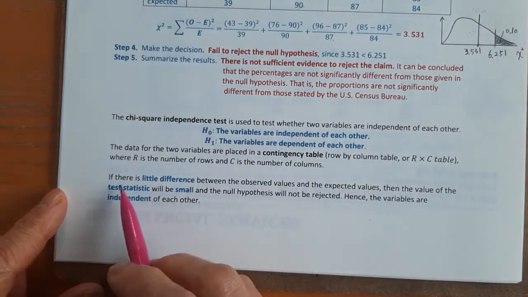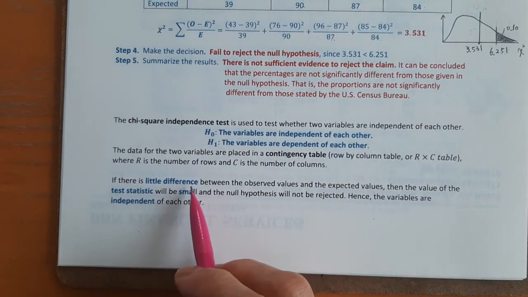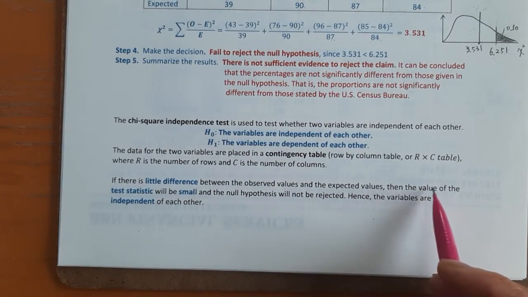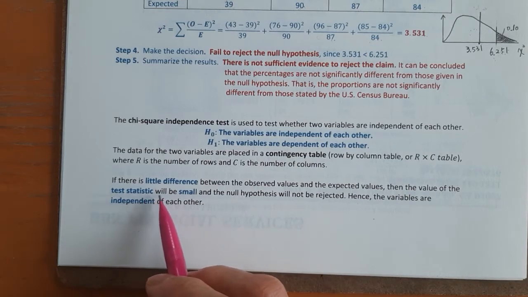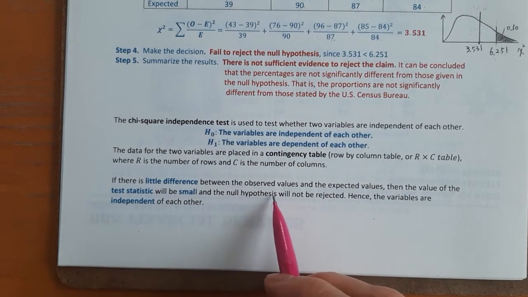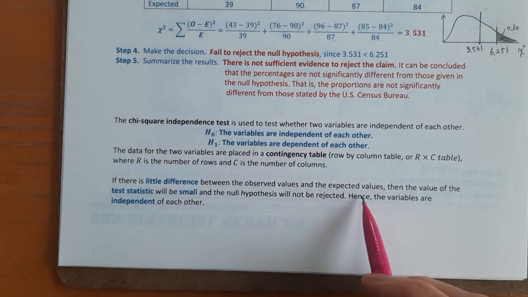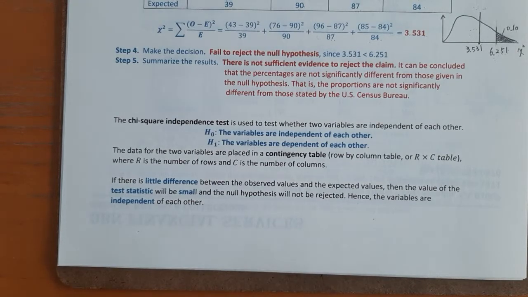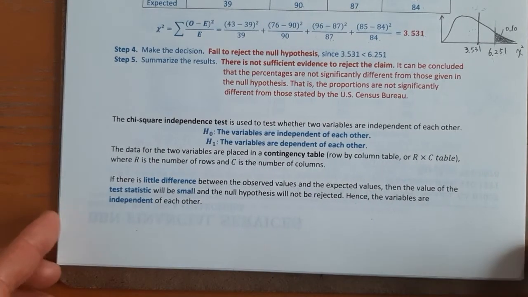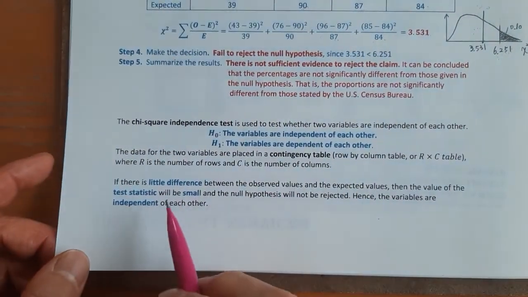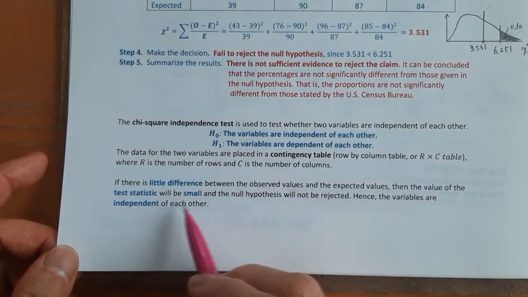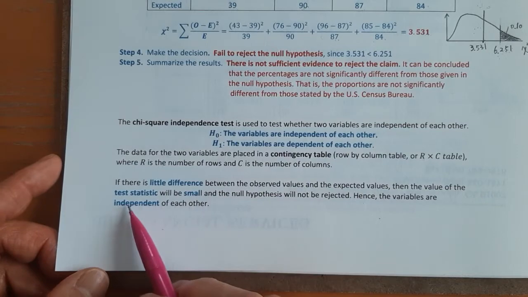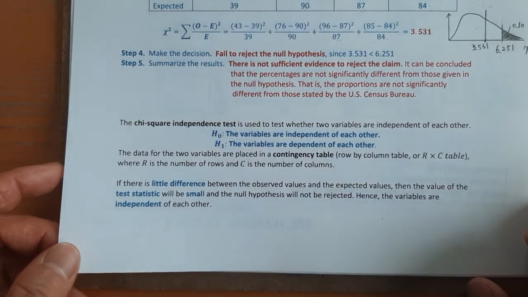If there is little difference between the observed values and the expected values, then the value of the test statistic will be small and the null hypothesis will not be rejected. Hence, the variables are independent of each other. Because chi-square is small, we do not reject the null hypothesis. There's no difference, so the variables are independent of each other.